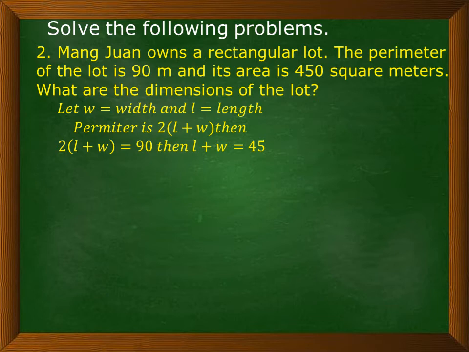Okay, then for the second equation, since the area is length times width, so length times width is equal to 450.